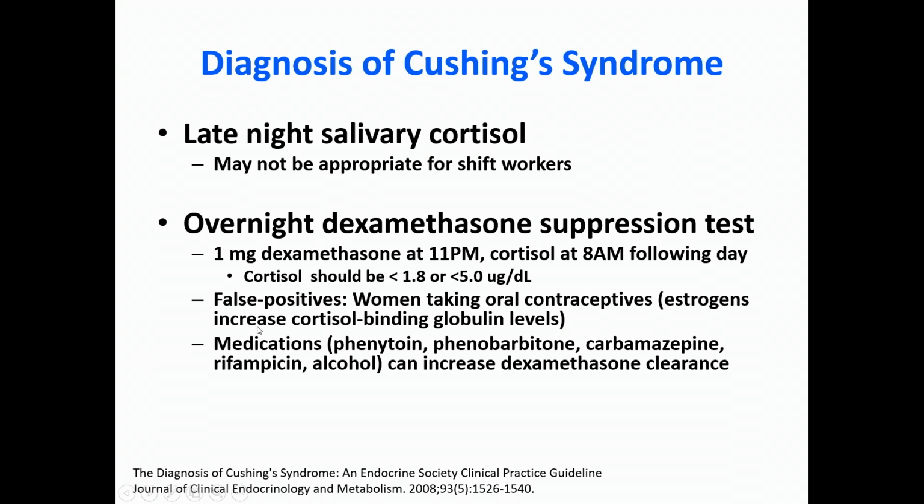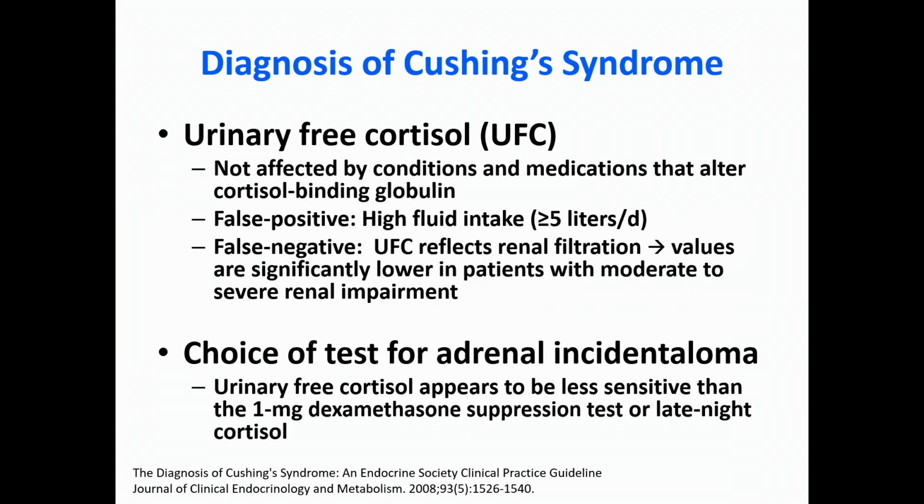You could also potentially have a false negative if the patient is taking a medicine which can increase the clearance of dexamethasone. So I often also like to include a dexamethasone level when I am checking the cortisol level on the following day to ensure they took it and to ensure the levels are in a reasonable range for the dexamethasone as well. Another way to diagnose Cushing's is a urinary free cortisol.